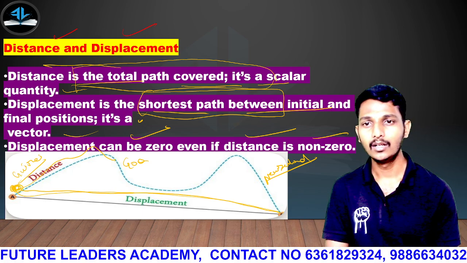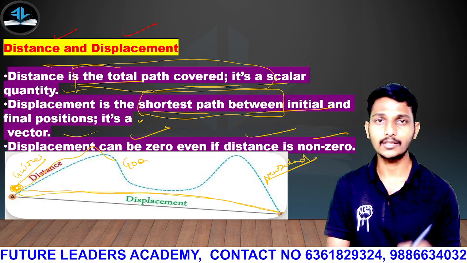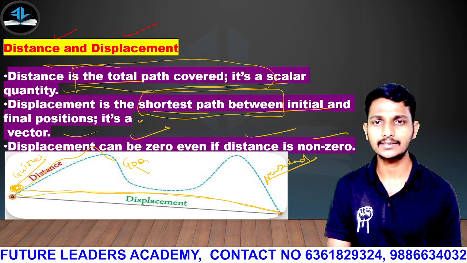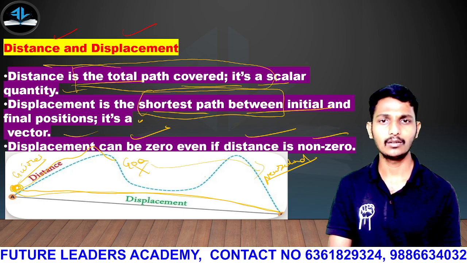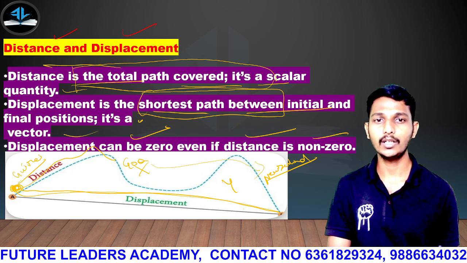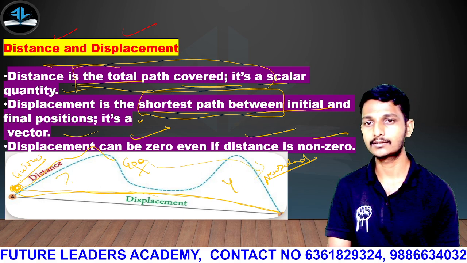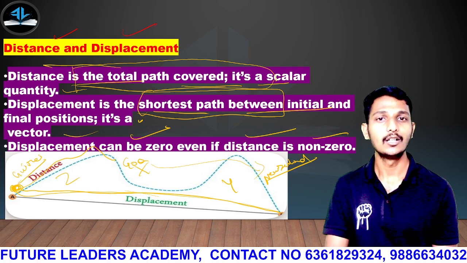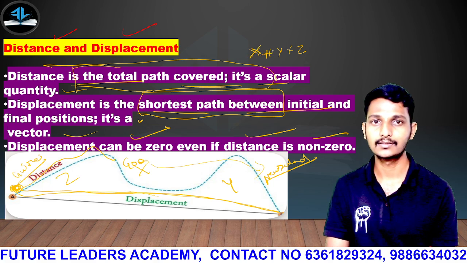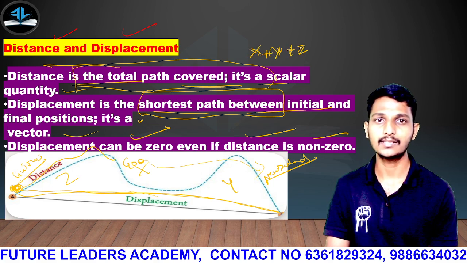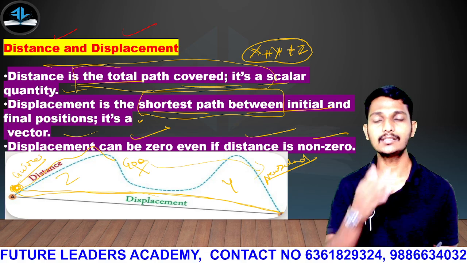It means that from Gujarat to Goa is some distance x, Goa to New Zealand is distance y, and New Zealand directly to point A is distance z. So the total distance will be x plus y plus z. This is the total distance.